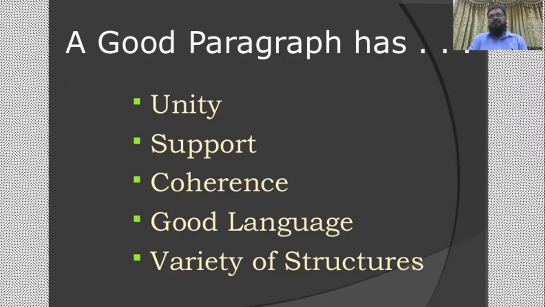Good language. Good language means your expression, your vocabulary should be impressive. Actually, you are showing your writing skills, your writing style, your vocabulary, your expression, and your presentation. The variety of structures means you can use active and passive both. Like he was eating mangoes, or mangoes were eaten by him. So you have to impress the reader, the teacher, with the grip of your language structure.